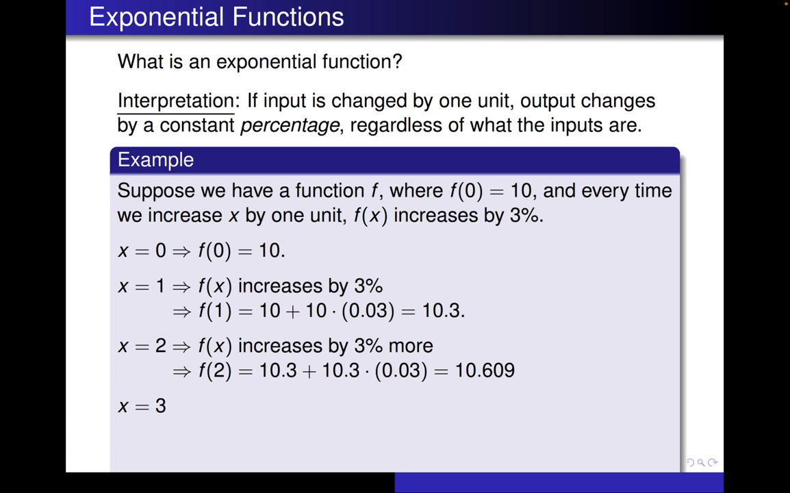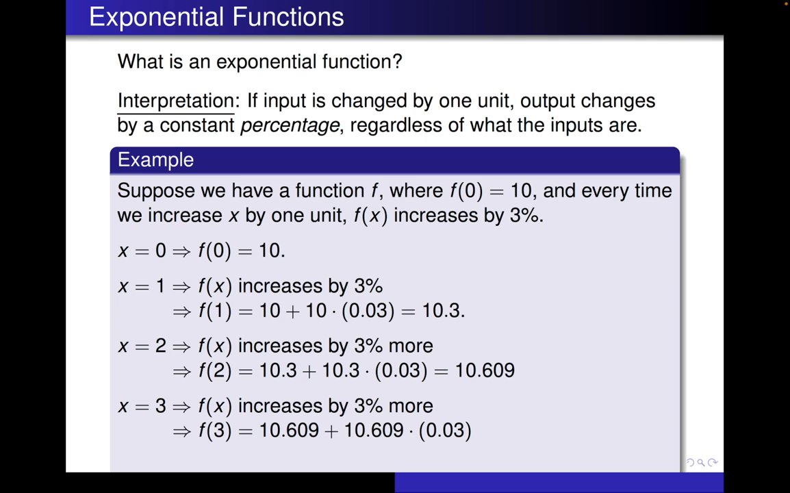And if we do the same thing for x equals 3, going from 2 to 3, we're increasing by 3%. And so we get 10.609 plus 3% of 10.609. And that gives us 10.92727.